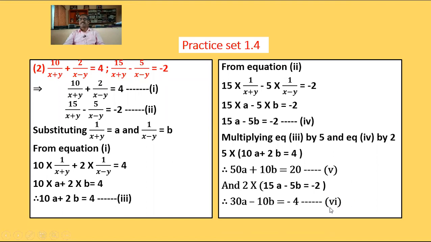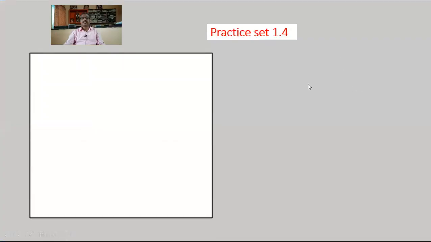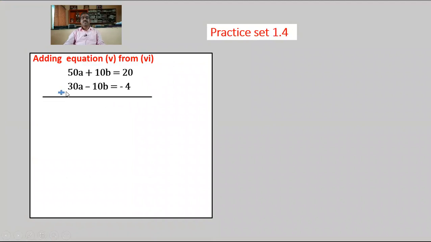From equation 5 and 6, observe the coefficient of b is the same, having opposite sign. Adding equation 5 and 6. Therefore, 50a plus 10b is equal to 20 and 30a minus 10b is equal to minus 4. Adding these two equations, plus 10b minus 10b gets 0.